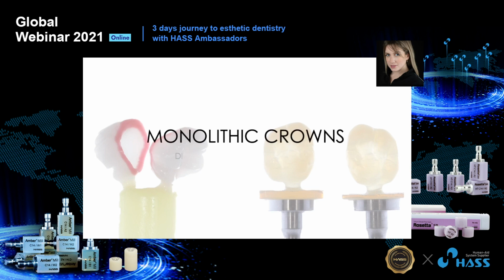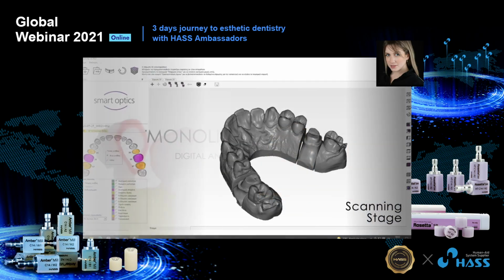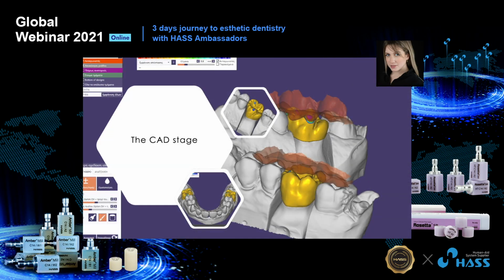Now let's see a case where digital and analog workflow was used simultaneously, but also separately, to manufacture 2 monolithic crowns. I begin with a scanning of the model, the antagonists and the occlusion, and then I proceed to the digital design of the restoration according to the morphology and the occlusion.